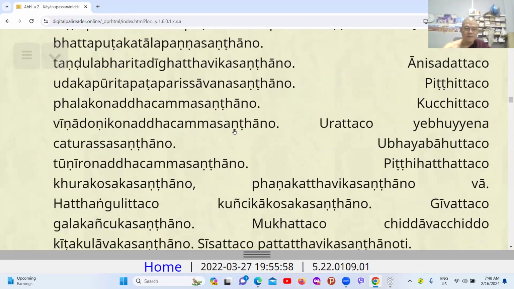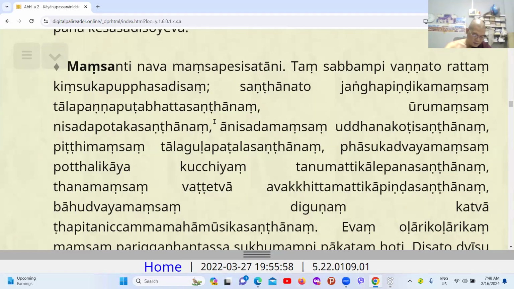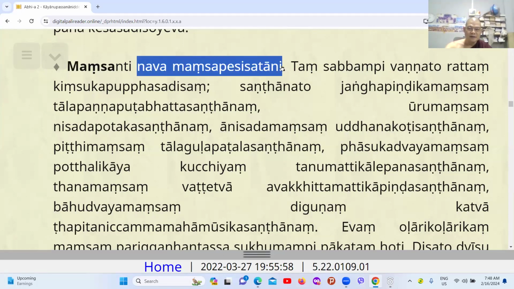The masa. Masa Pesisatana. We have 900 pieces of the masa. 900 pieces. I don't know those 900 pieces, so you read by yourself.